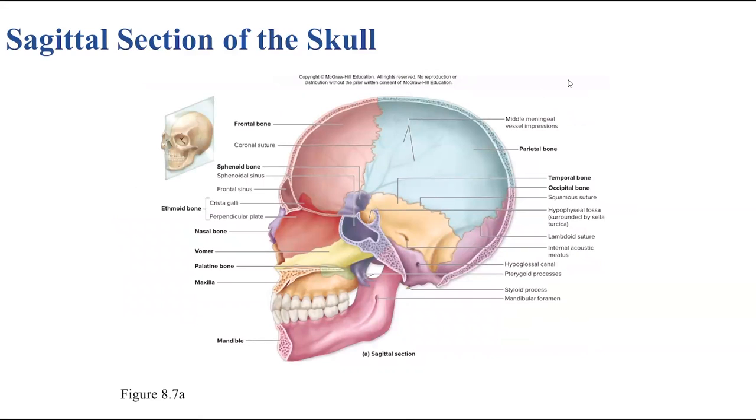Okay, so if we look here, all the same bones, right? Just a different view. So if you look inside, they're trying to get you to see the ethmoid bone. So the ethmoid bone is in here. Sphenoid is here.